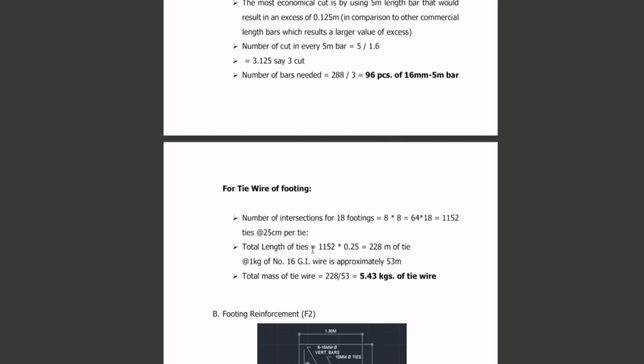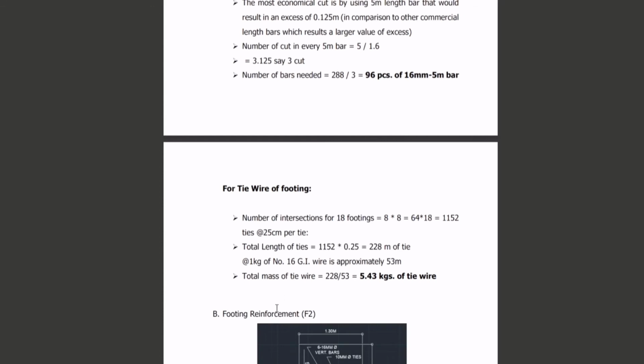So count lang natin yung intersections niya. 8 times 8, which is 64, multiply by 18 yung number of footings natin, which is equals to 1,152 ties. Tapos, bawat tie ay 25 cm. So, multiply natin by 0.25, which is equals to 228 meter of ties.